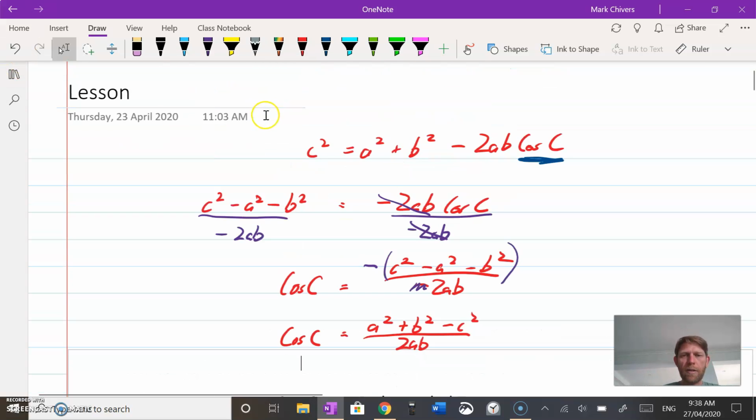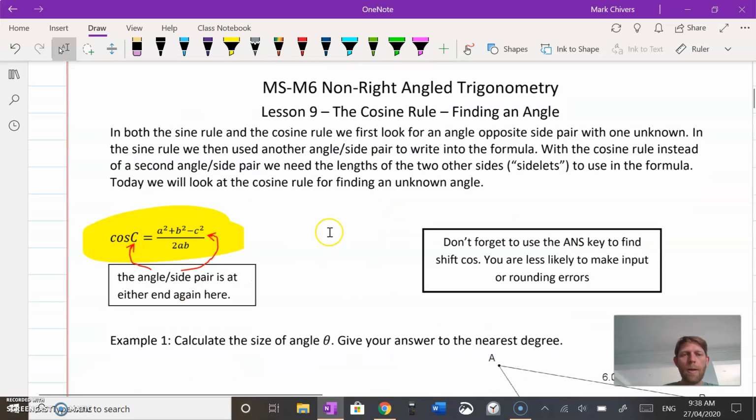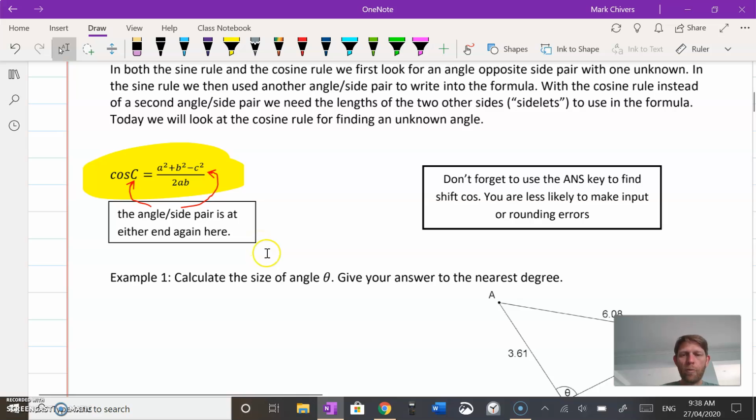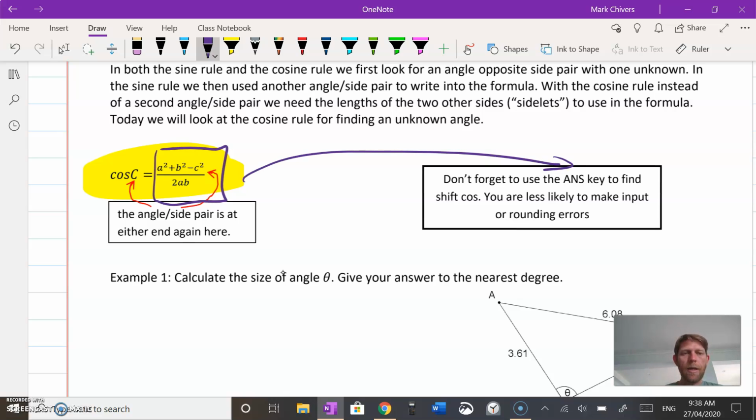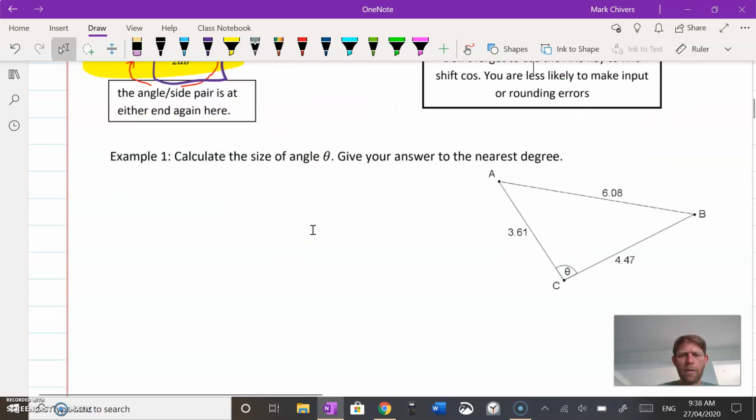It's just the usual cosine rule for finding sides. We just rearranged it. Now, really important with this, generally what you're going to do is calculate the right-hand side. So you're going to calculate all of that and then get an answer in your calculator and use that answer key to get back to cos c. Okay, I'll show how that happens in this first example.